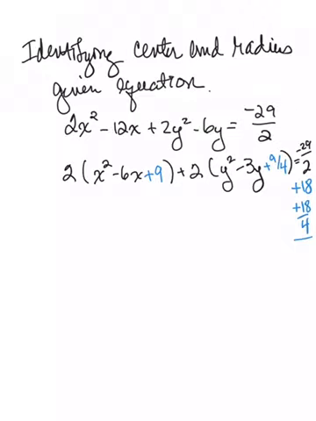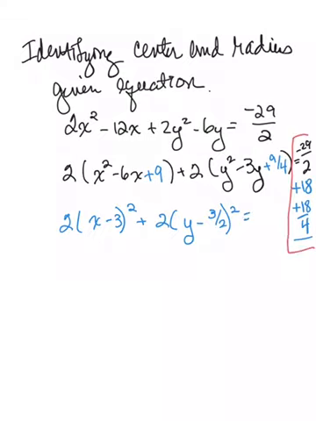Okay, so let's look at this. We have 2 times x minus 3 quantity squared plus 2 times y minus 3 halves quantity squared. So I take the square root of each, equals, now I have to add up all this. To make it easy, I'm going to make everything in fourths because we already have 18 fourths. So this is negative 58 fourths. That's equal to negative 29 halves.